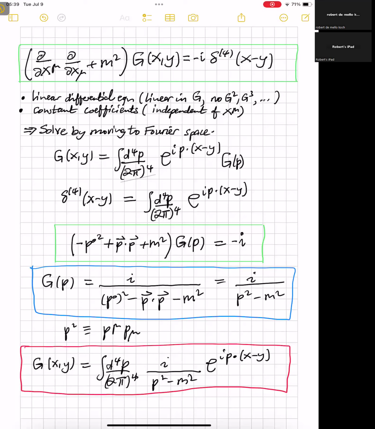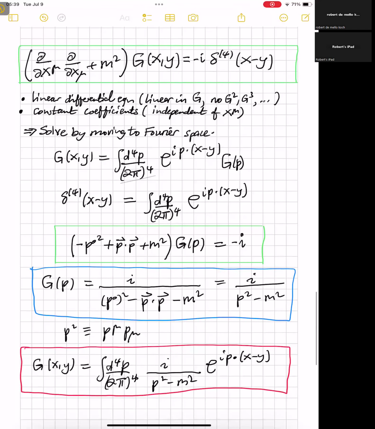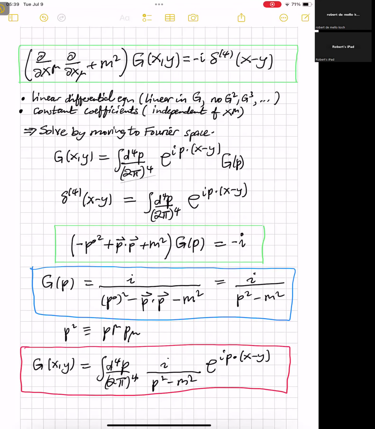Okay, so how do we move to Fourier space? Well, we write down the Fourier representation for the Green's function. And when we did this, we used the fact that we've got translation invariance. So our Green's function, a function of x and y, actually only depends on x minus y. And we also wrote down the well-known Fourier representation for the delta function. Plugging these two into our differential equation, we got the second green box on the page, which means we mapped a problem in calculus to a problem in algebra.